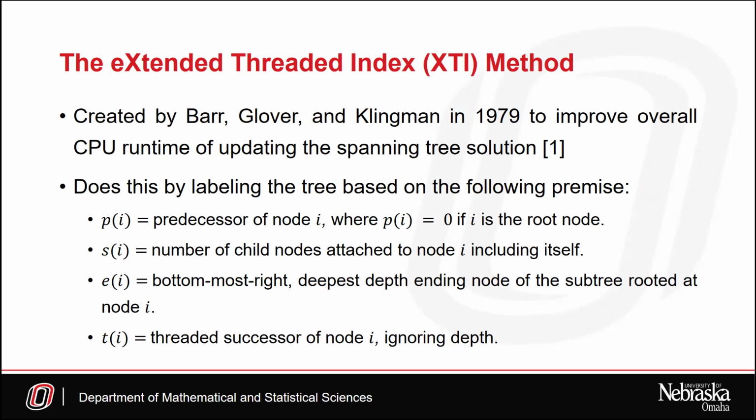What this means is they introduced a bunch of lists and list functions that store data about the tree in the most minimal but fast way. So P of I is a list function that asks what is the logical predecessor of a node. S of I is a list function that asks, including the node itself, how many children nodes are attached to it. E of I is the bottom most right, deepest ending node of the subtree rooted at node I. And T of I is the threaded successor of node I, ignoring depth. If I were to flatten the tree, what is the next node?